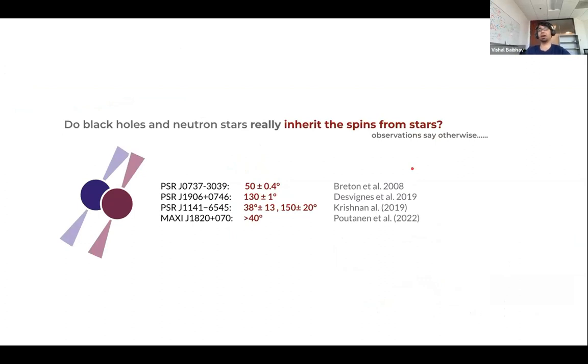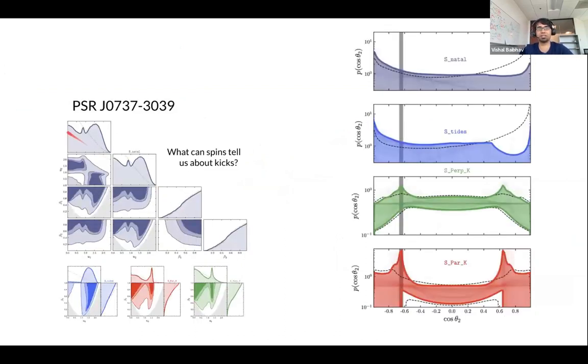Earlier, we discussed that there are binary pulsars which have spins that are highly misaligned. Now, what we can do is use our models to infer the supernova properties for these binaries. And I'll give you only one example. This is one of the young pulsars, where the younger pulsar has a misalignment of almost 130 degrees. What we can do is use this to find things like what the kick magnitudes are and what the mass loss is.